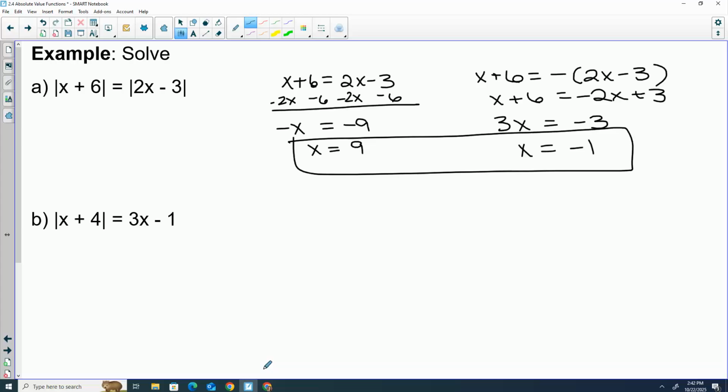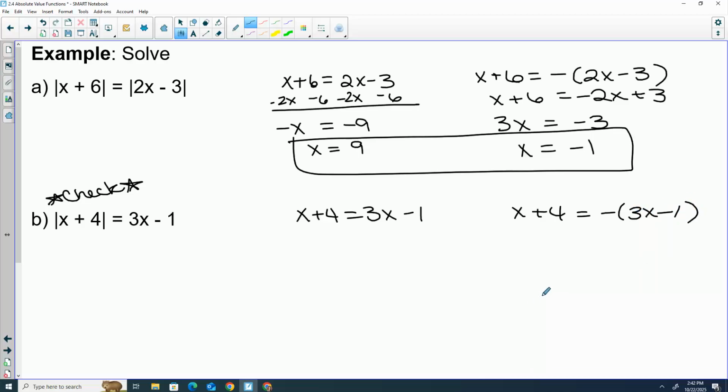The last one. So this is the last type of problem that is slightly different. How is this different than the other problems we were solving? I have two terms over here, right? All the others are just equal to a number. When I have a variable outside my absolute value, I am going to have to make sure I check those because we could get answers that don't work. Now we solve it the same way as we did the one above. You set x plus 4 equal to 3x minus 1 and the opposite of 3x minus 1. So we're going to do our two equations.